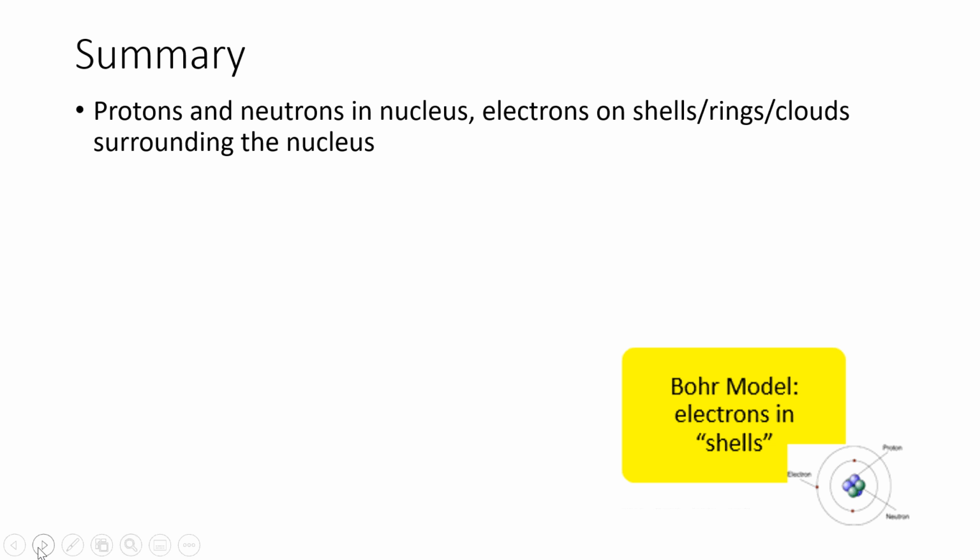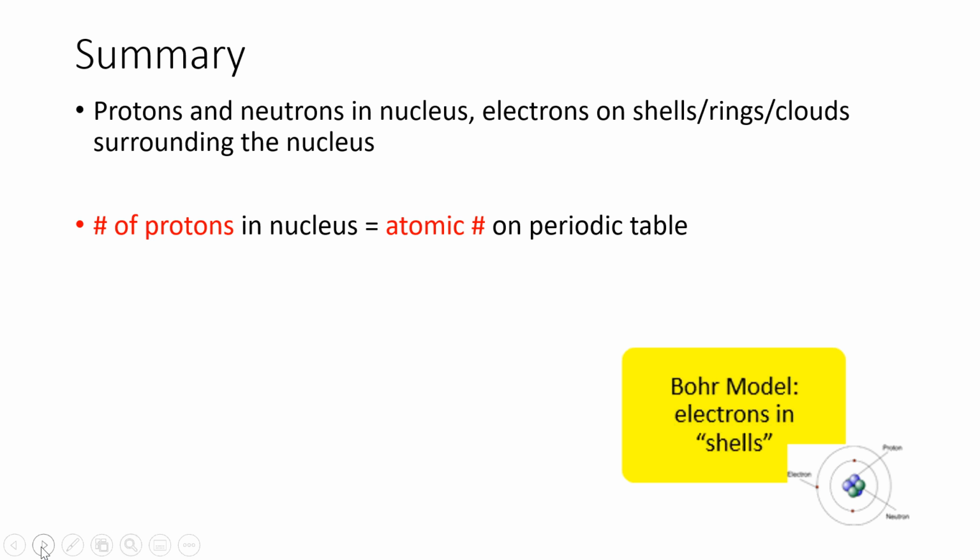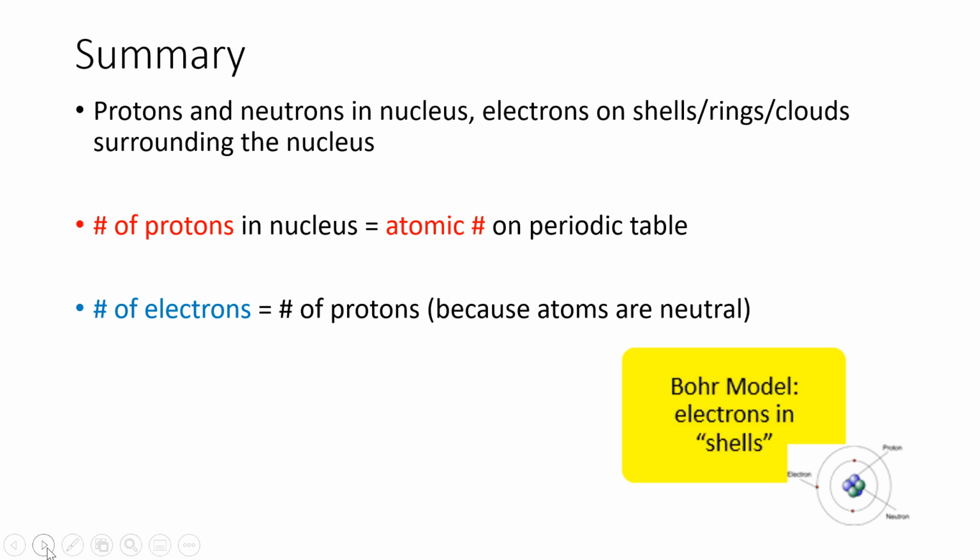So, summary: the protons and neutrons are in the nucleus. The electrons are on those shells, rings. Sometimes we even refer to them as clouds surrounding the nucleus. The number of protons is equal to the atomic number on the periodic table. The number of electrons is the same as the number of protons because atoms are neutral. And then the number of neutrons plus the number of protons gives you the mass number. So we can use this relationship to figure out how many neutrons are in a given atom, or to figure out the mass if we know the protons and the neutrons.